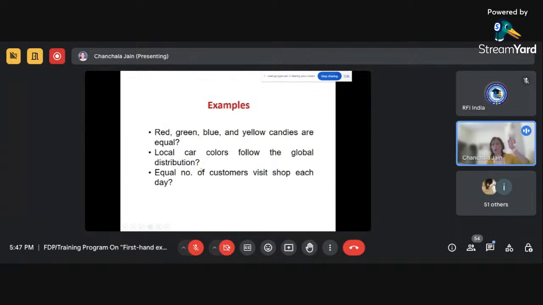So whatever the local car colors you are having, you can jot them down, and see whether that distribution is similar to the global distribution or not. Now, an equal number of customers visit the shop each day. These are some of the examples. In such cases, we can perform the chi-square goodness of fit test. I am proceeding. If you have any inquiries, you can unmute yourself, or else I'm moving ahead.